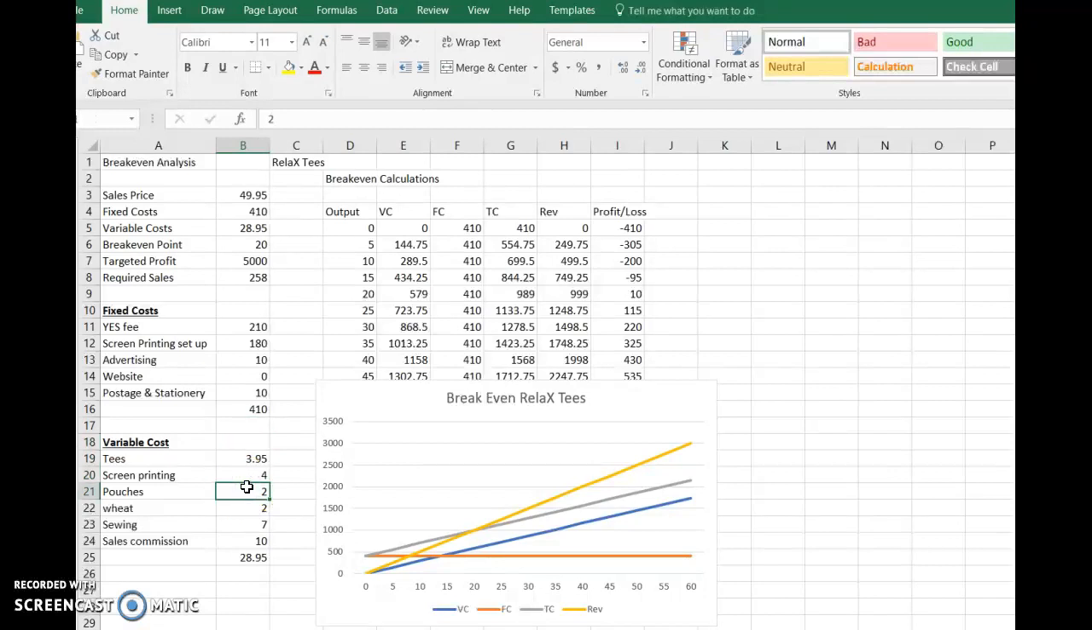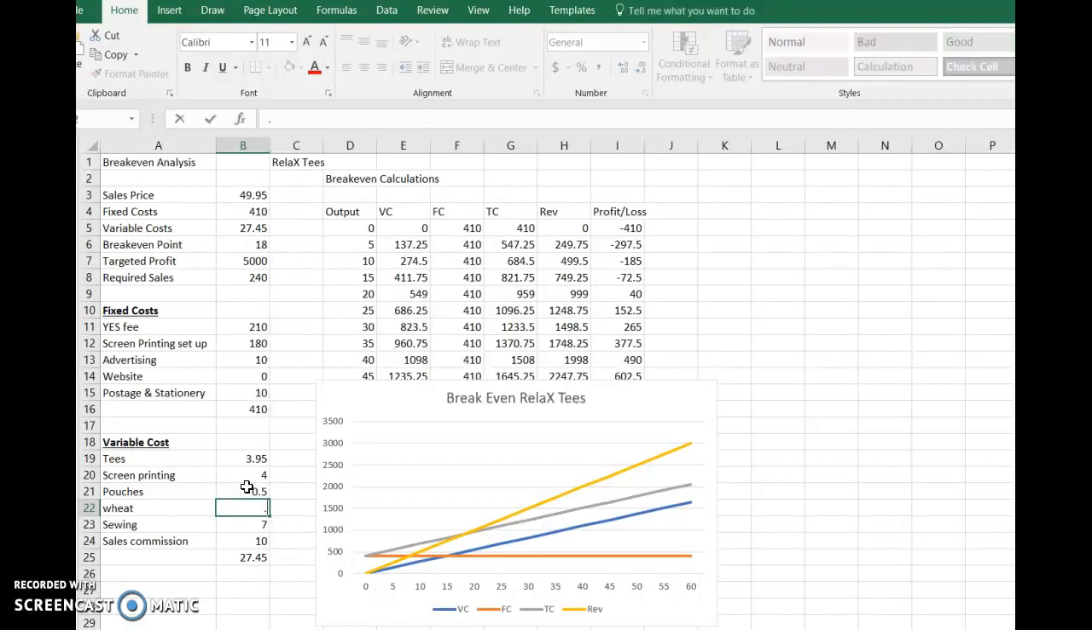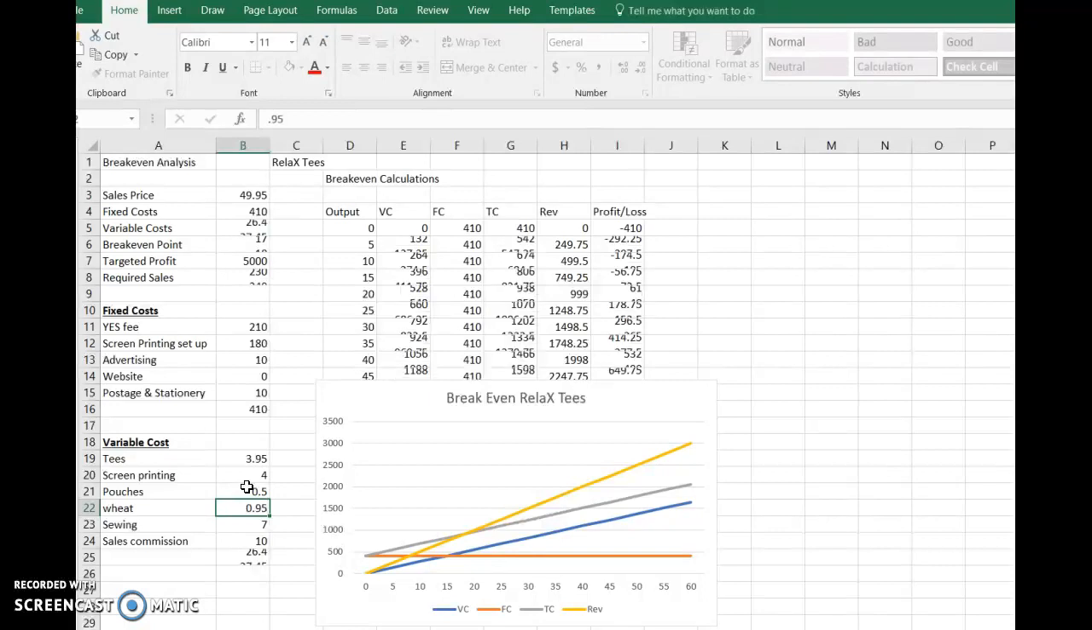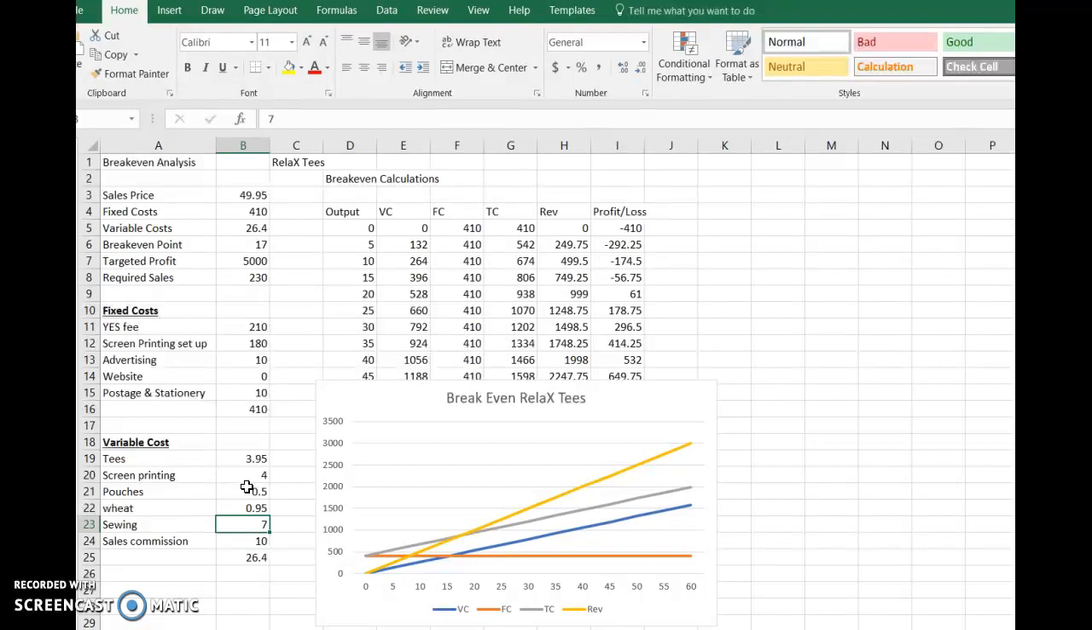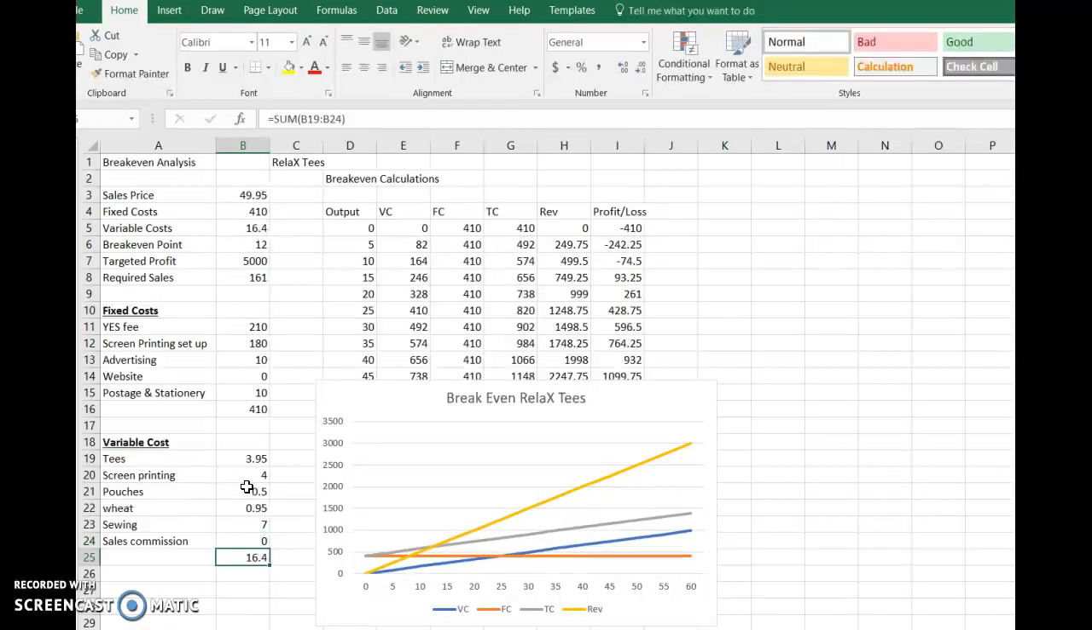Pouches, well, if I buy 20, I could probably get that down to 50 cents each. Again, find a good supply. And if I buy wheat in bulk, I could probably screw that down to about 75 cents. Actually, make that 95. It'll help our figures up the top. Sewing, $7. I'm no good at sewing. You might have someone in your group or someone you know who can do that, but at the moment we'll just leave that at 7. And sales commission, first 60, we're going to sell those ourselves. We're going to make that 0.